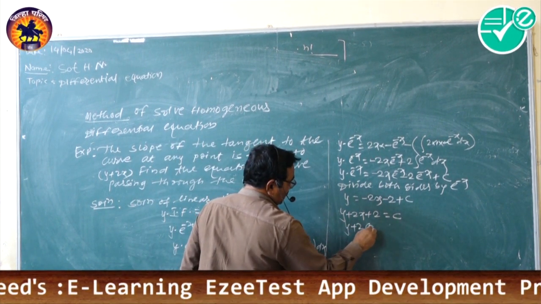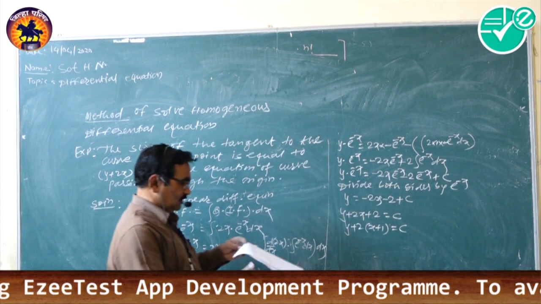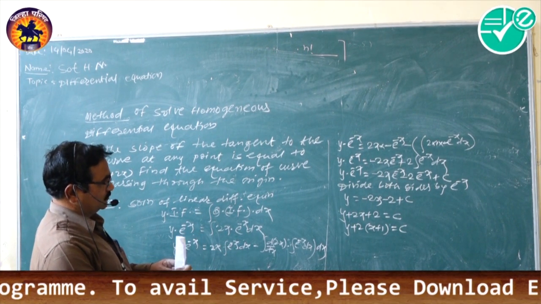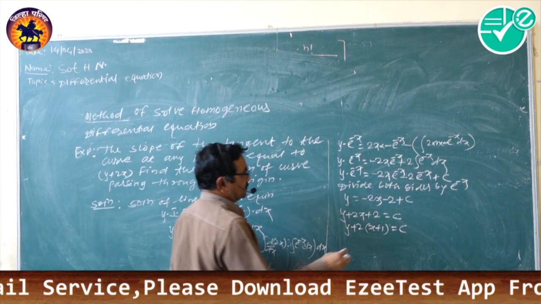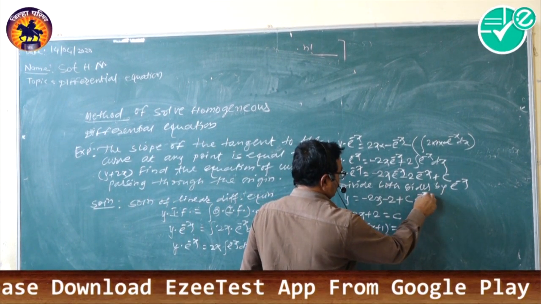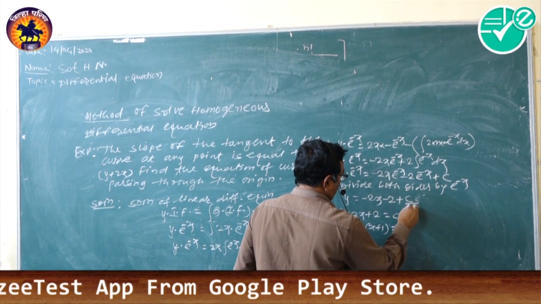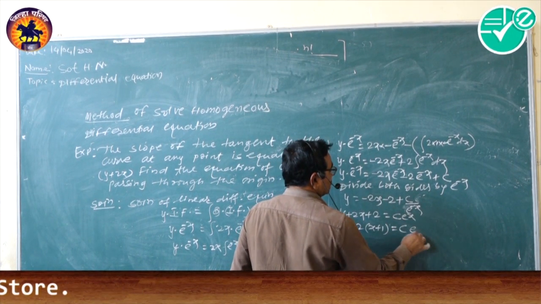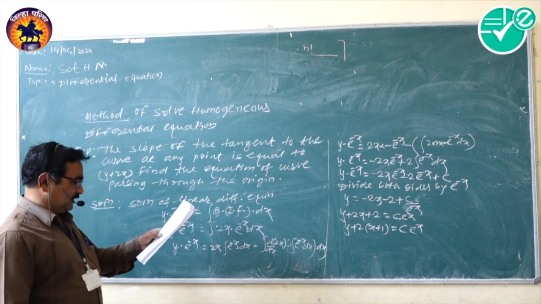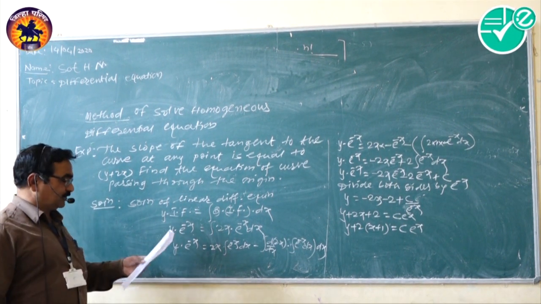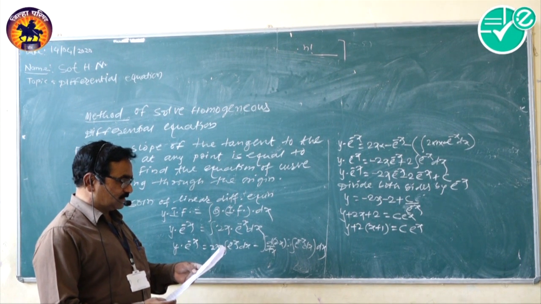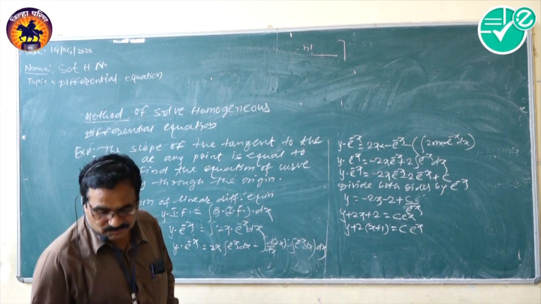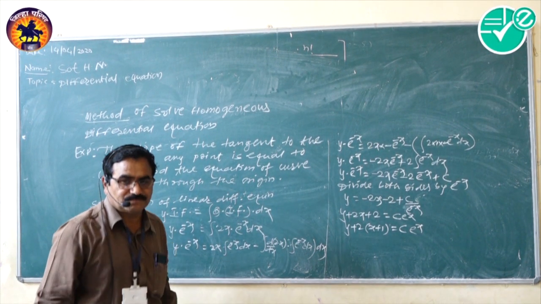Y plus 2 into x plus 1 equal to c e raised to x, and this is the required solution of the given differential equation dy by dx equal to y plus 2x.